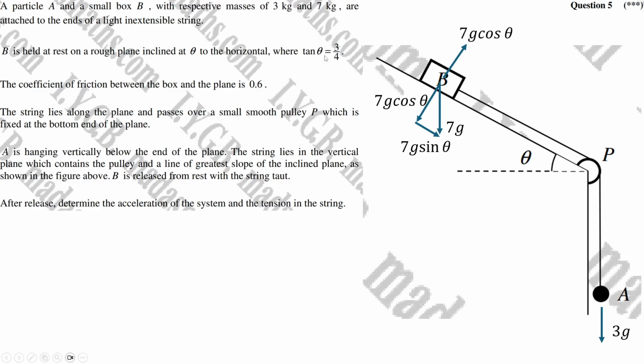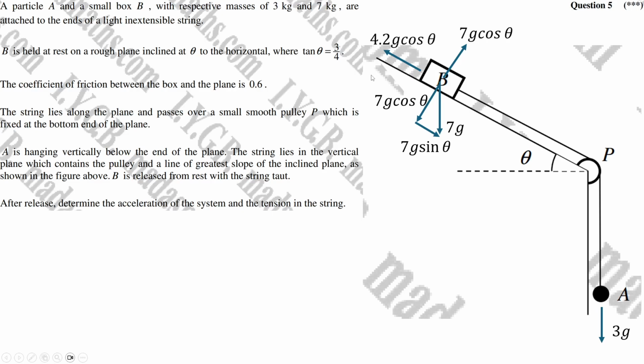Tan theta is 3 over 4. So I'll get to that in just a second later. The coefficient of friction between the box and the plane is 0.6. Okay, so there's frictional force acting backwards up here, and that's 4.2g cosine theta. Okay, it's mu R, where mu is 0.6, and then R is this. So 0.6 multiplied by this.